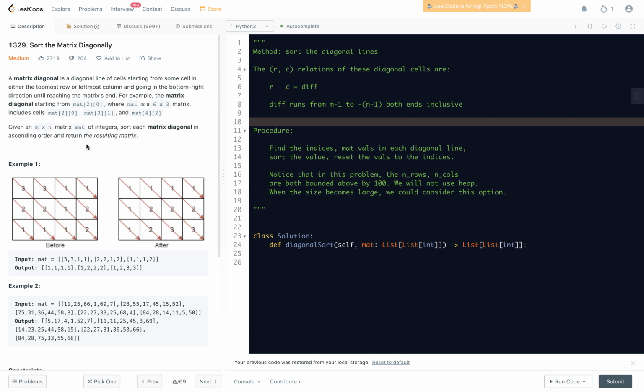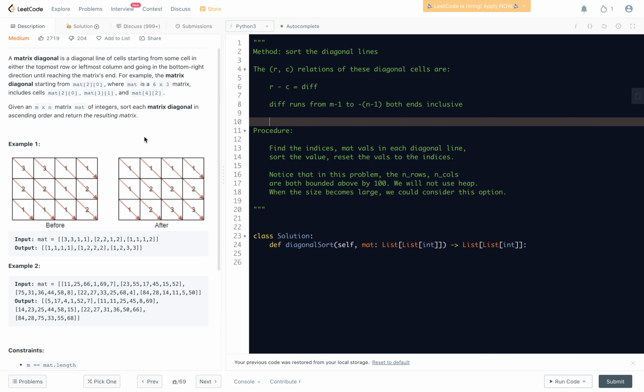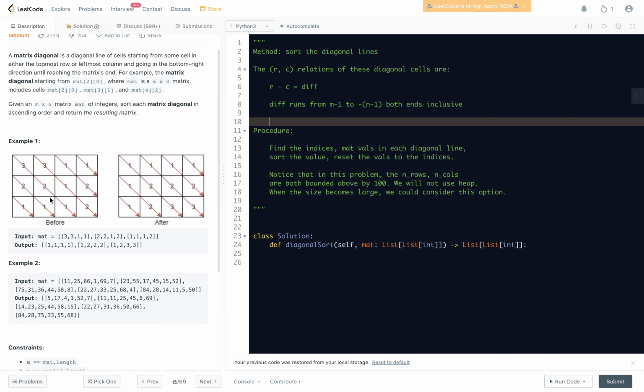First, let's look at the problem requirement. A matrix diagonal is a diagonal line of cells starting from some cell in either the topmost row or leftmost column and going in the bottom right direction until reaching the matrix end. Given an m by n matrix called mat of integers, sort each matrix diagonal in ascending order and return the resulting matrix. We can look at example 1 given here.